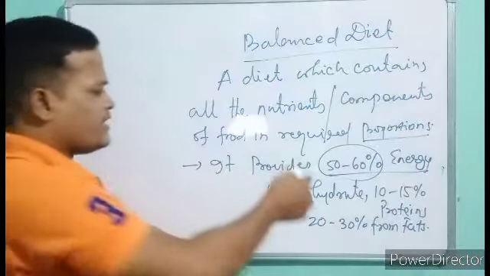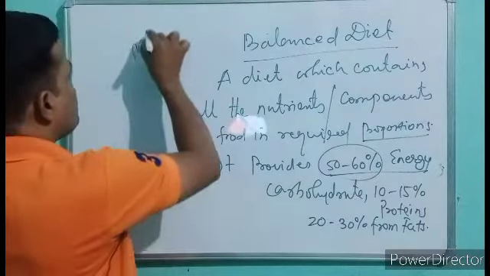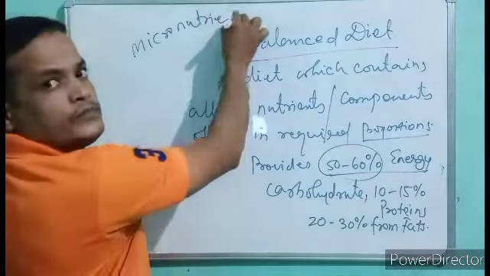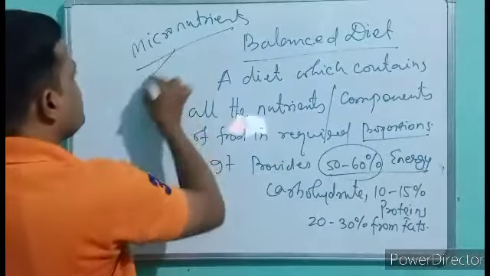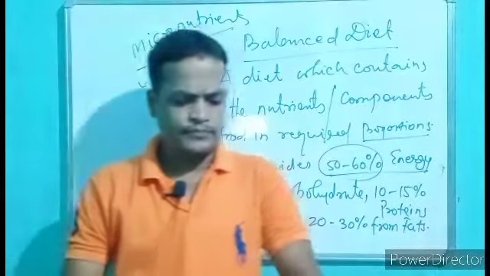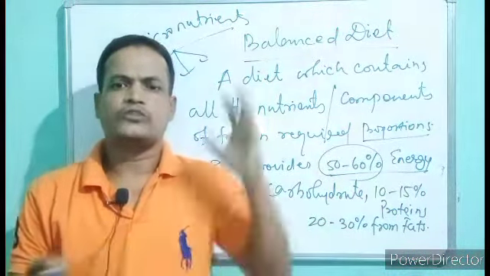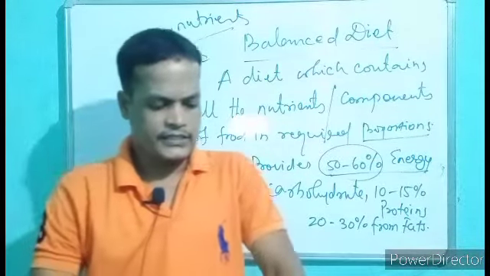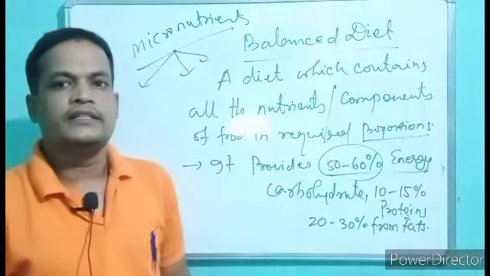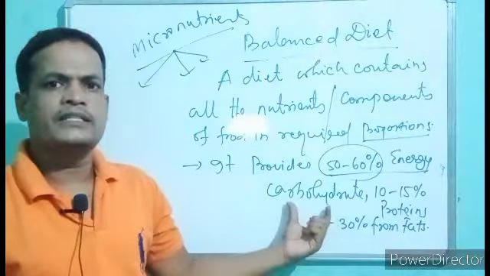In addition to carbohydrate, protein, and fats, it also provides some micronutrients. What are the micronutrients? You can say minerals. Some minerals, some vitamins, these are also provided by this balanced diet. Is it right? Next, these are all about what? A balanced diet. What is the energy content of a balanced diet?